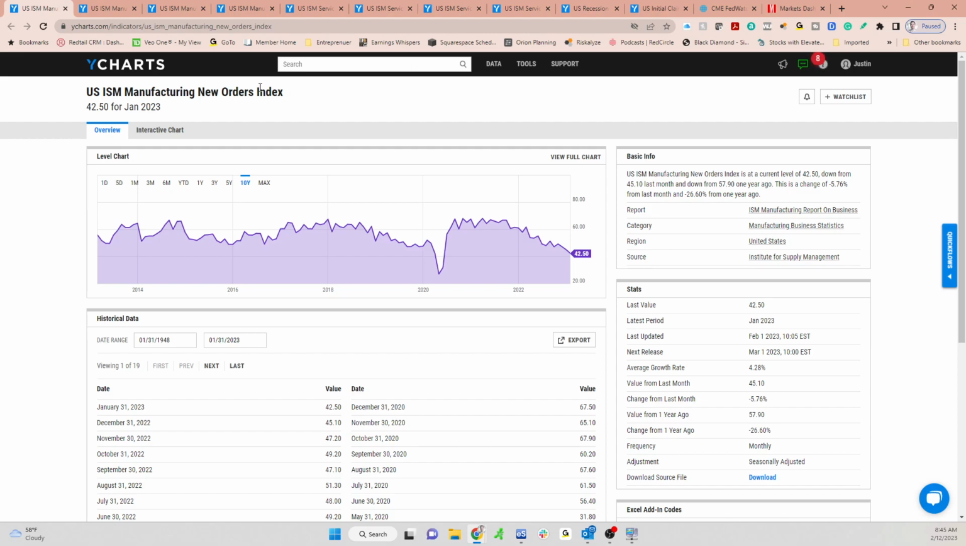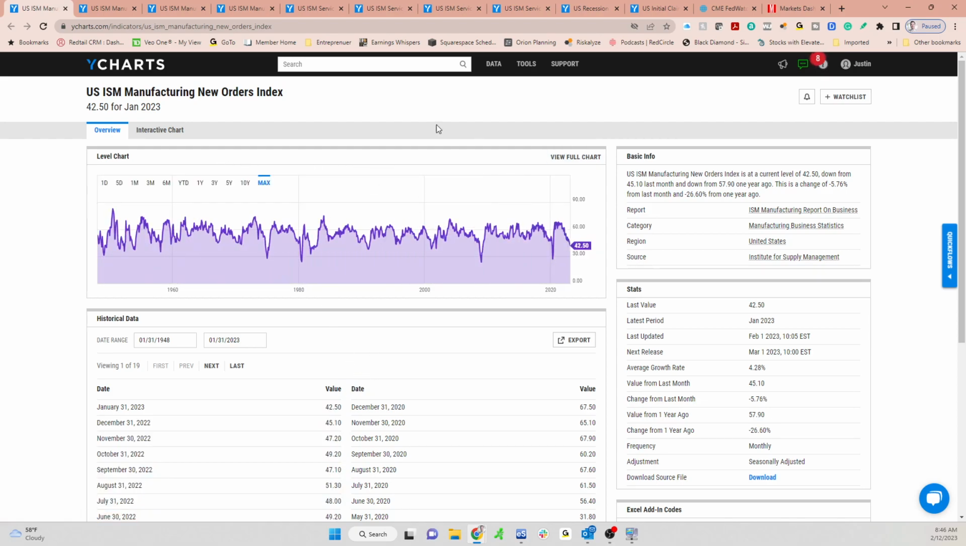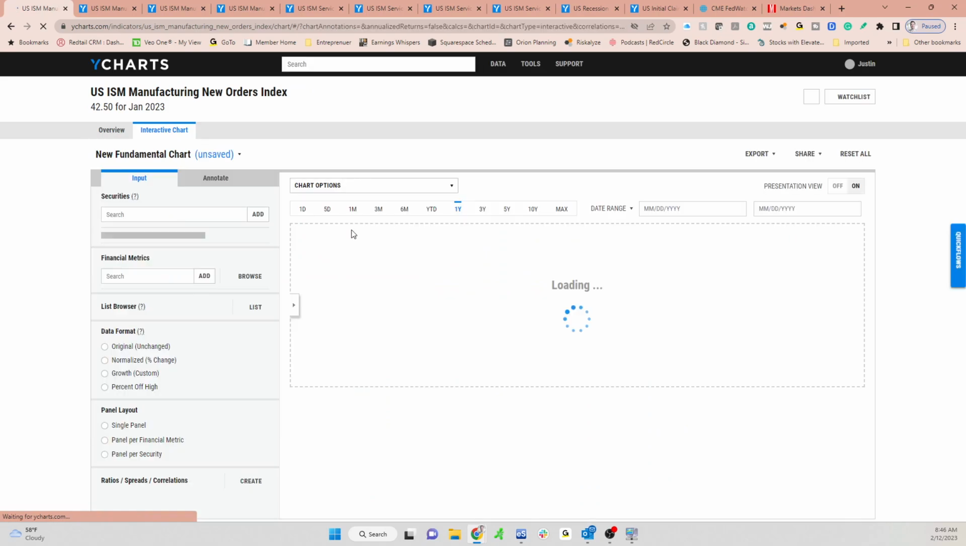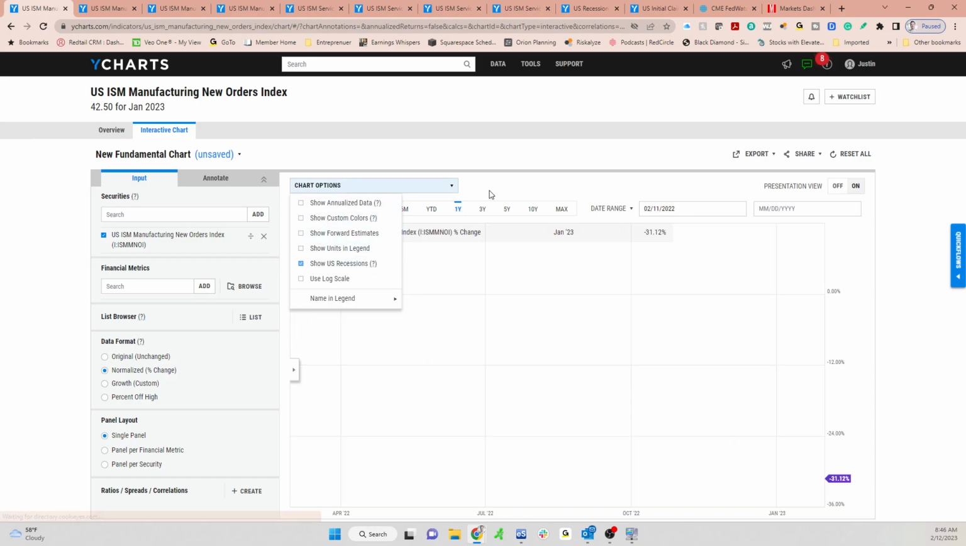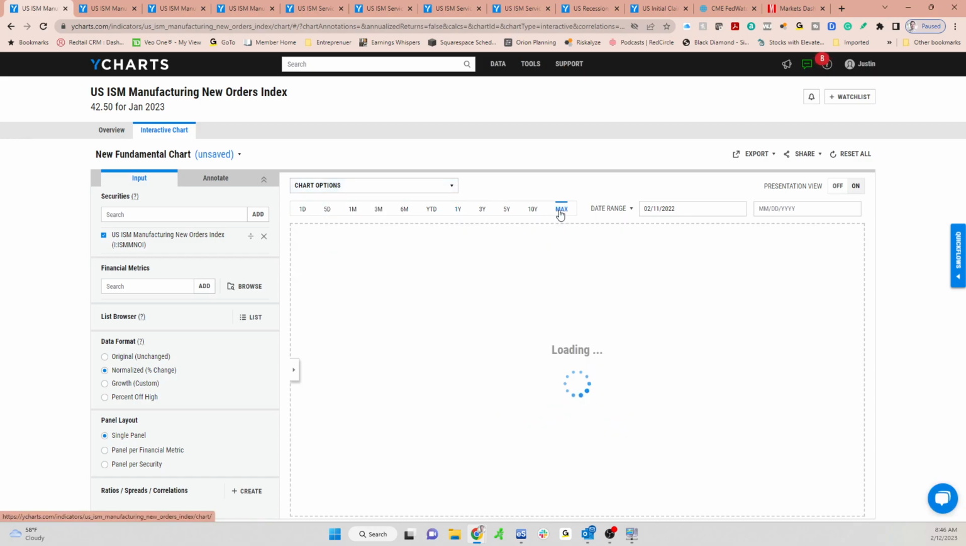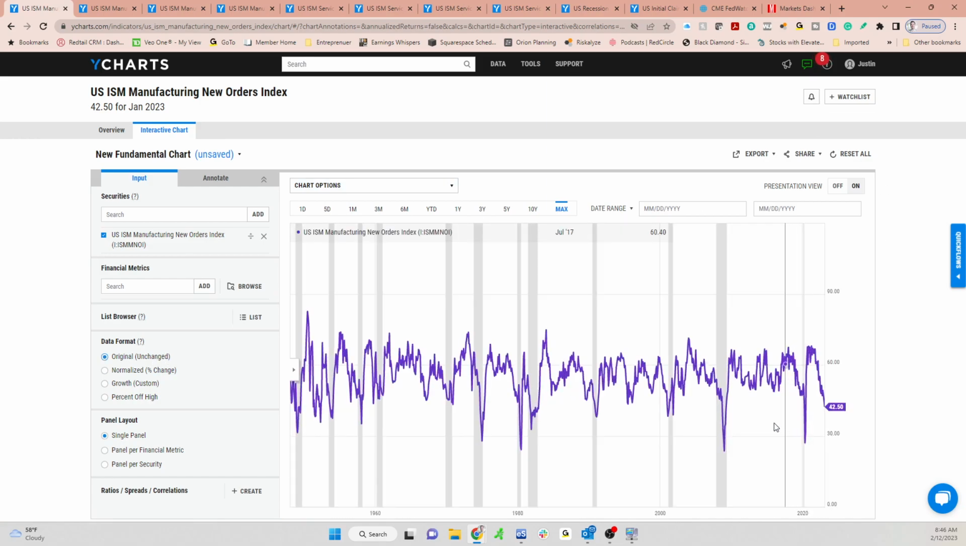Now let's dig into the economic numbers over the past couple of weeks. We have the ISM manufacturing new orders at 42.5. You only get these levels in a recession. If we zoom out here, let's go to the interactive chart, and then I'm going to overlay recessions. Okay. Here we go. So you can see 42.5.